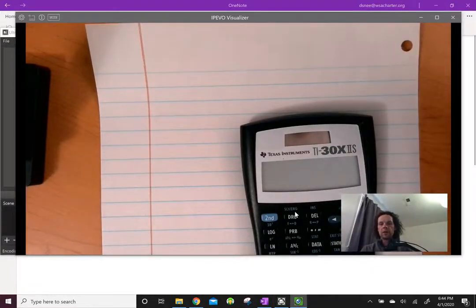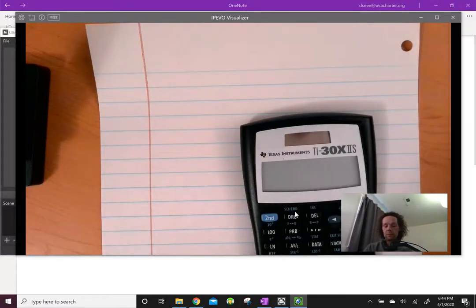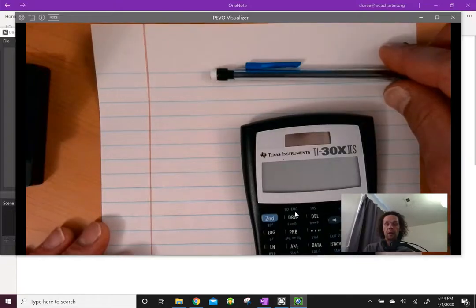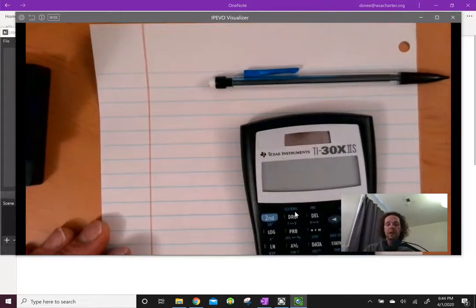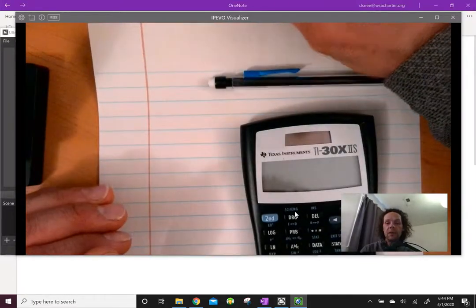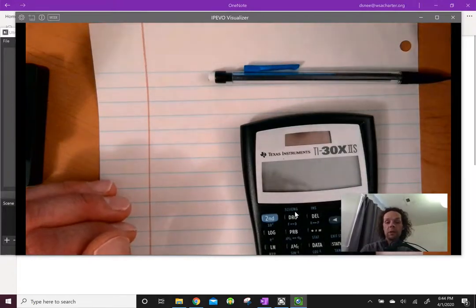Okay, boys and girls, welcome back for some guided and independent practice with the distance formula. You should have a piece of paper, a calculator, and a pencil in front of you. You've opened the assignment already. You've looked at the PDF document. You know what it is we're doing.